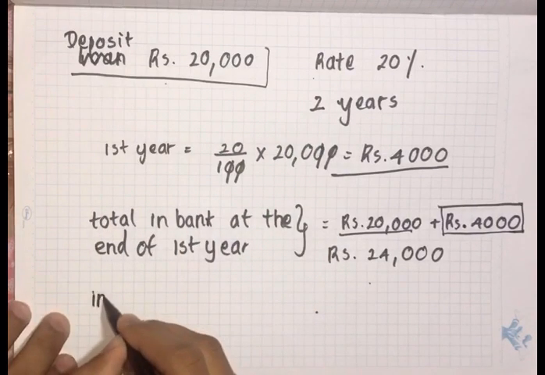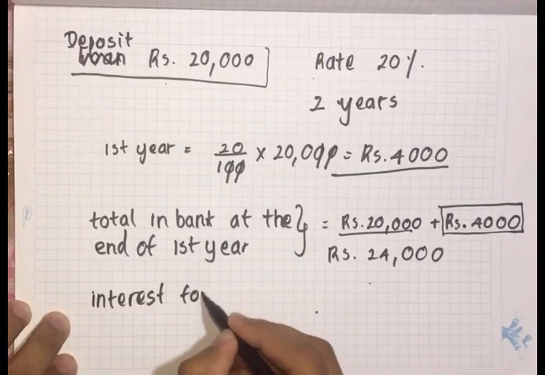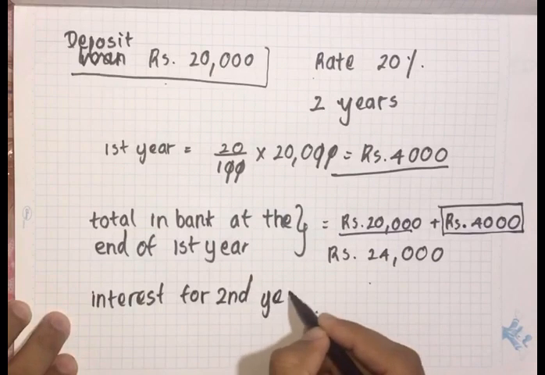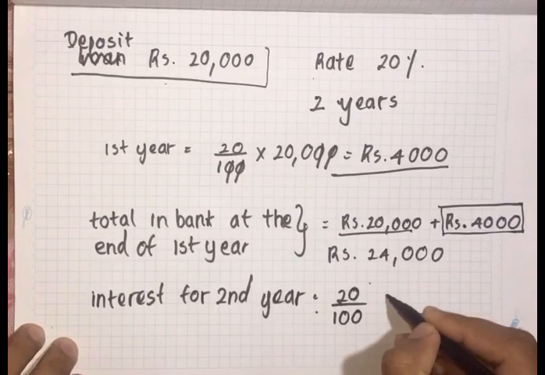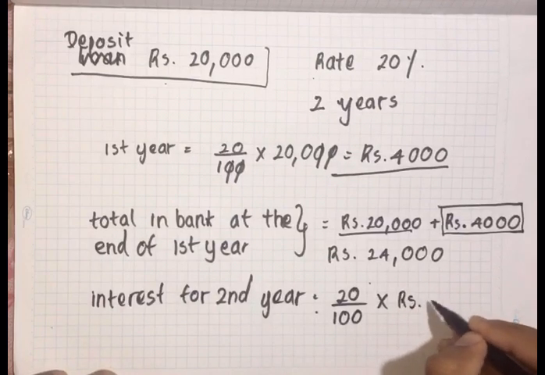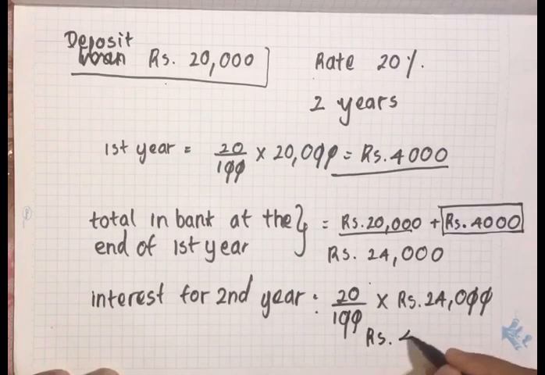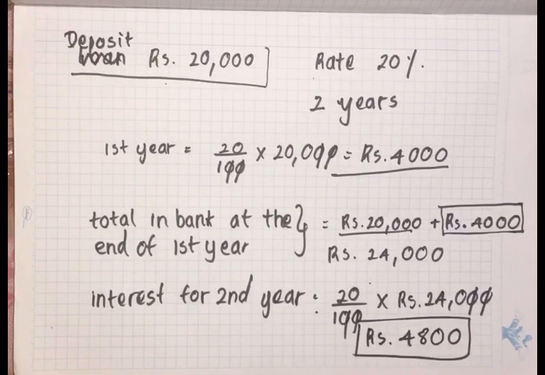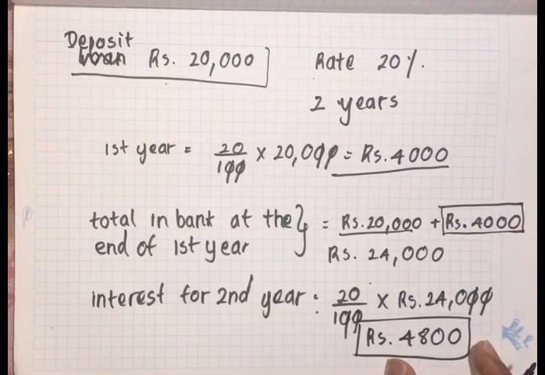Now interest for second year. Now you say you are going to find the interest for second year. Okay, how do you find? You know the rate. 20 is for 100, means now what is the total amount in the bank you have now? You have 24,000. So you have to mention with the interest. We'll cancel out these zeros. You have this is the interest. Understand? So during the first year you got an interest of 4,000, and then you have an interest of 4,800.